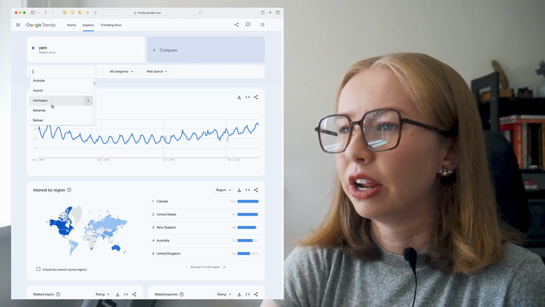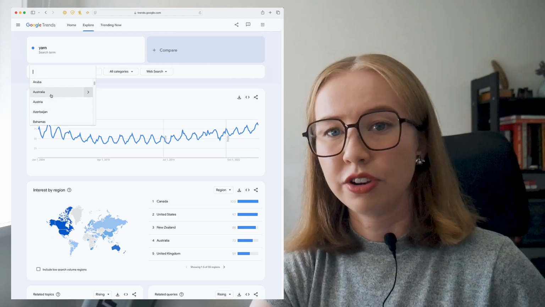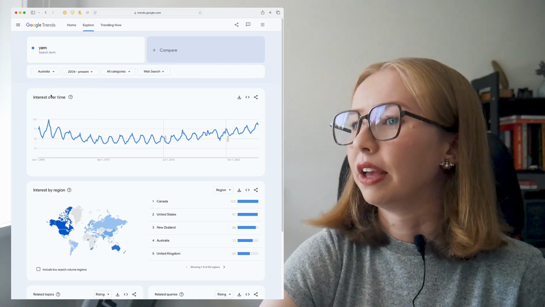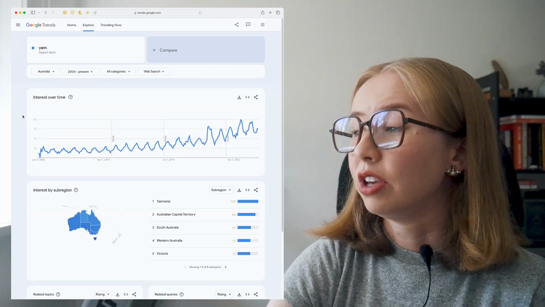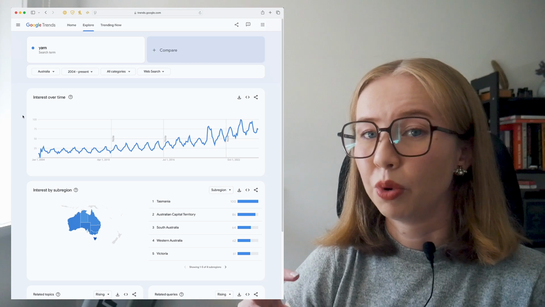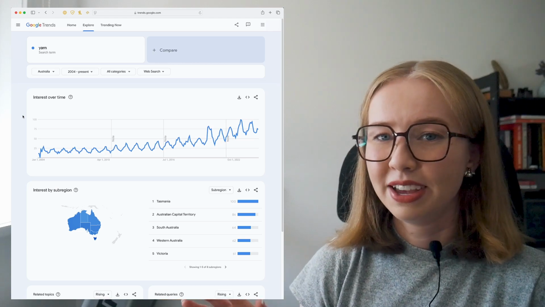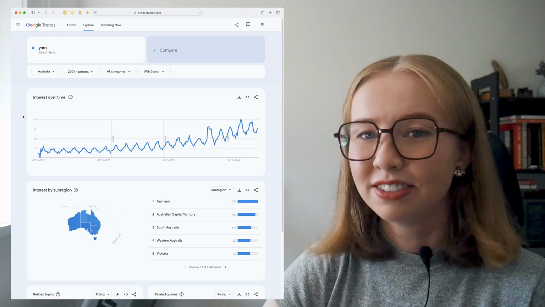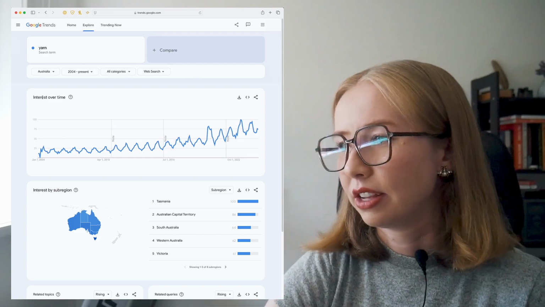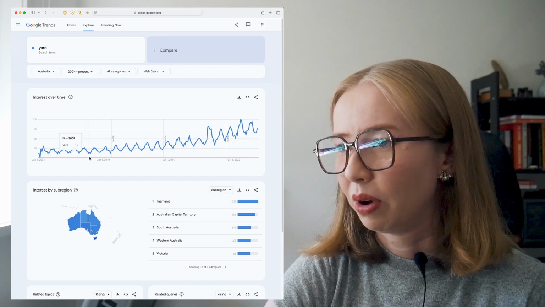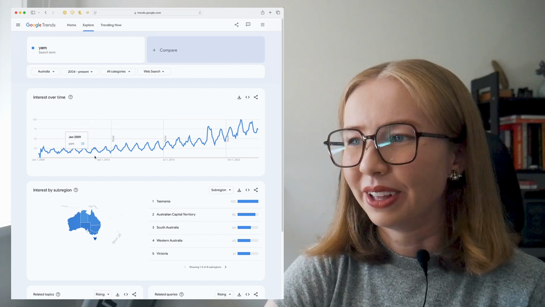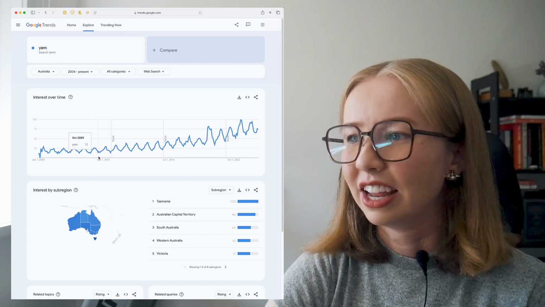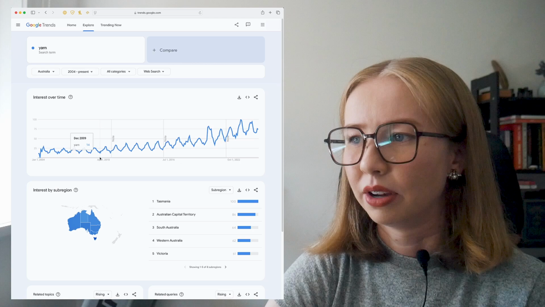And that way it will filter out all the search popularity from all the other countries and it will just show us the Australian search popularity. And so here you can see that the popularity in the word yarn has actually risen over time. And I plan to make a video about why that is. But you can still see that yearly up and down trend cycle. However, it's the other way around. So it's most popular in around June and least popular in December, January time.